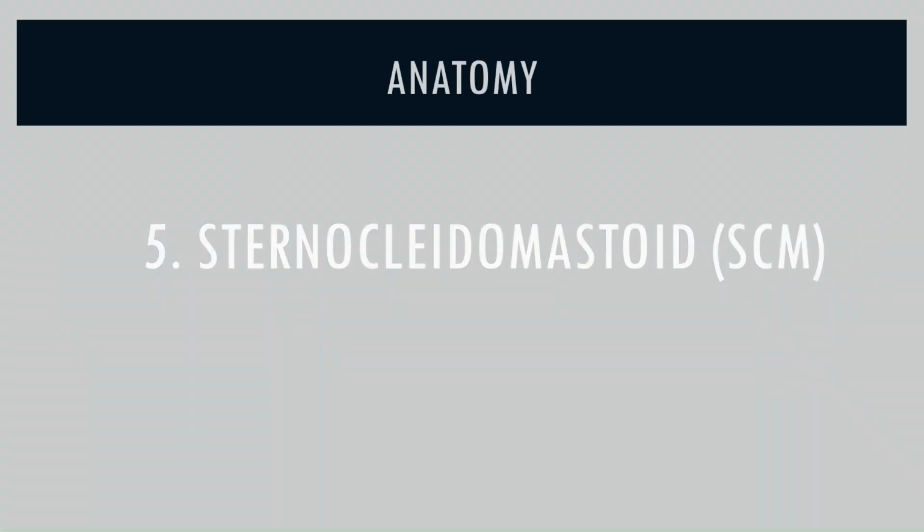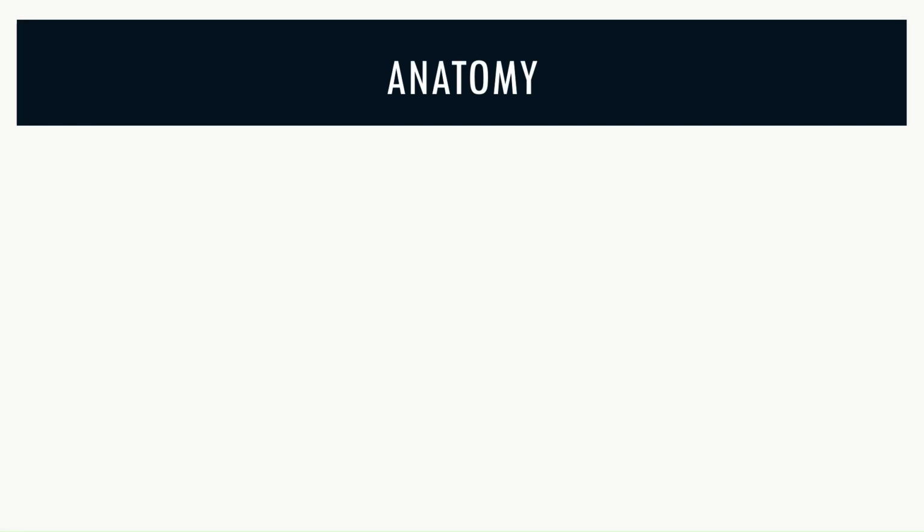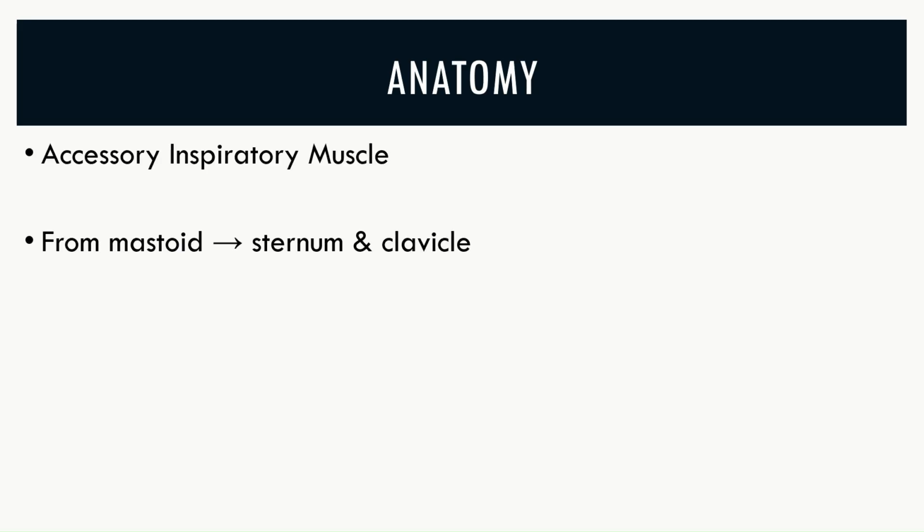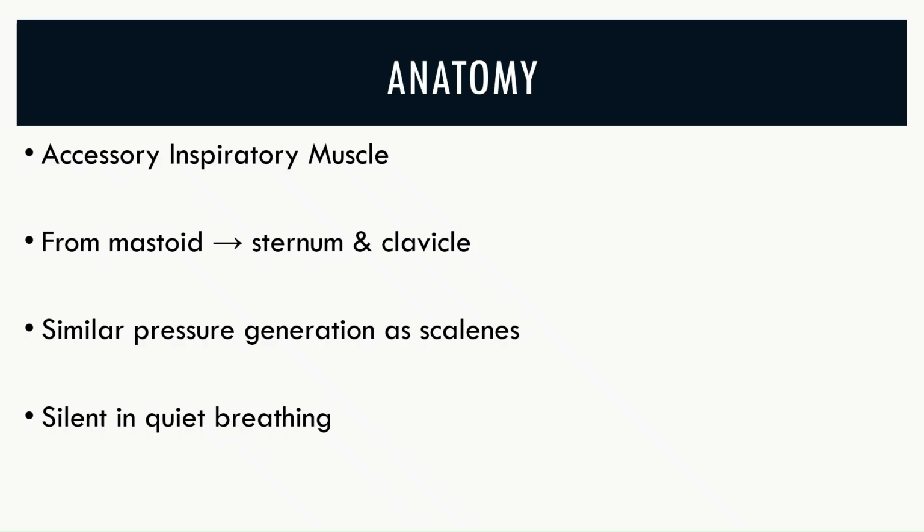Next, sternocleidomastoid. Sternocleidomastoid runs from the mastoid process to the sternum and clavicle. Although capable of generating inspiratory pressures similar to scalenes, it remains electrically silent during quiet breathing.